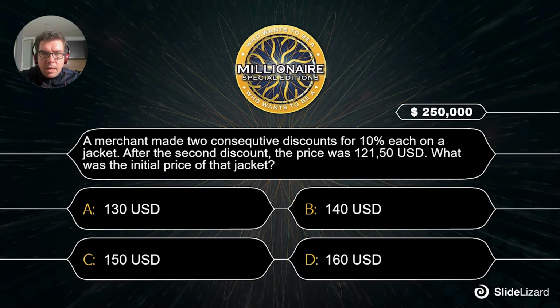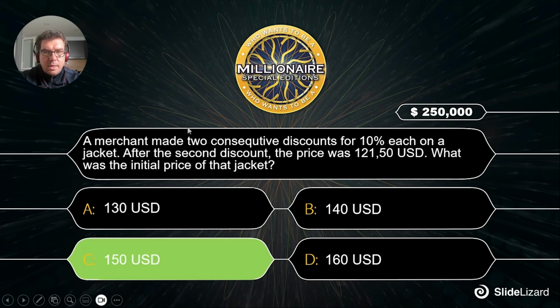A merchant made 2 consecutive discounts for 10% each on a jacket. After the second discount, the price was $121.50 USD. What was the initial price of the jacket? Think about it, 5 seconds, and give me the answer. Did you find C, 150? That is correct. Let's work it out.